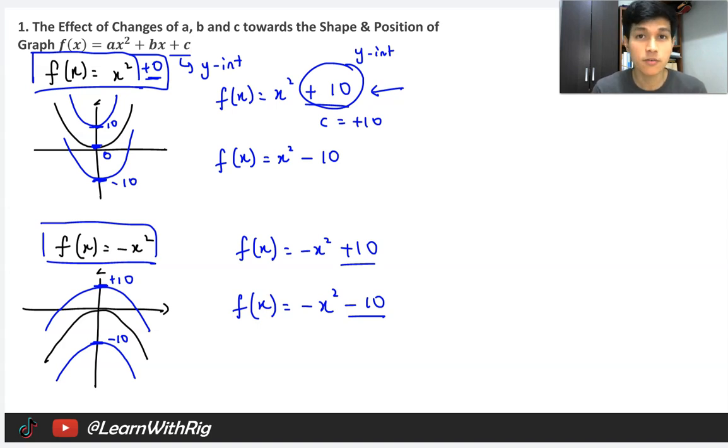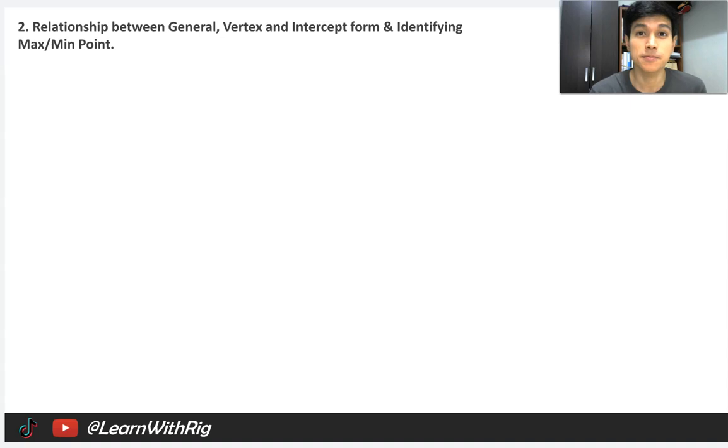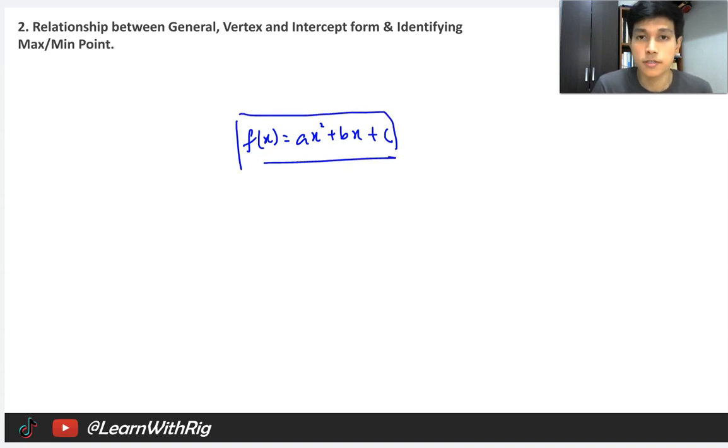Now the second thing we're going to learn for this subtopic is the relationship between general form, vertex form and intercept form, and also how to determine the maximum and minimum point. So let us go step by step. All right, so the first thing is we have learned that the general form of a quadratic function looks like this: f(x) equals ax squared plus bx plus c. Now this is one way of writing a quadratic function. This is what we call general form. Okay, now this general form can also be converted into other forms.